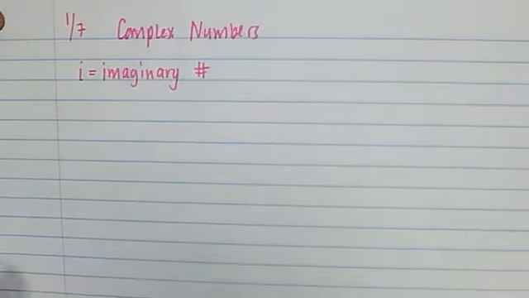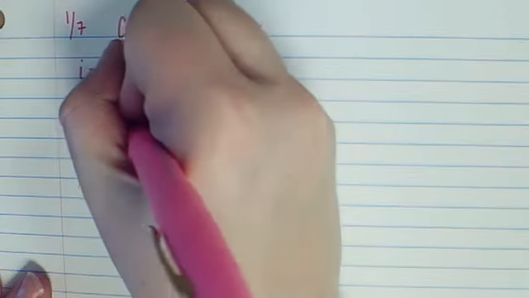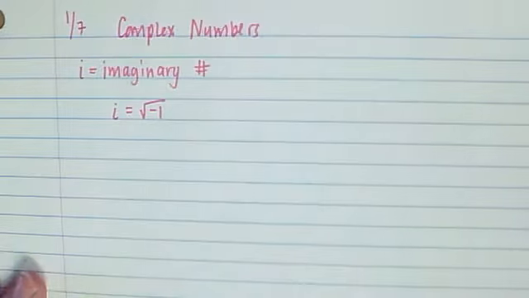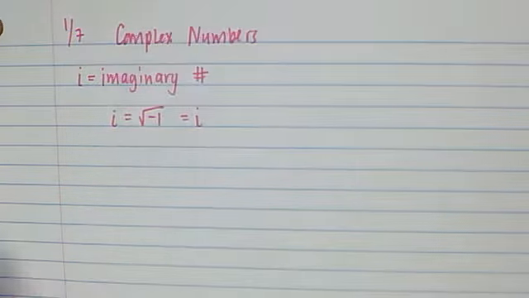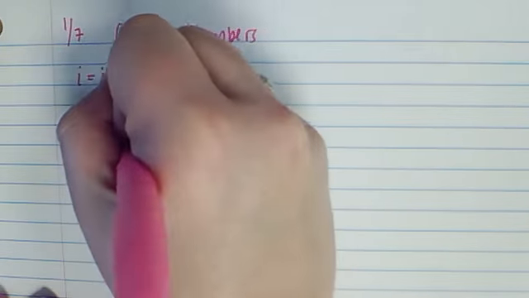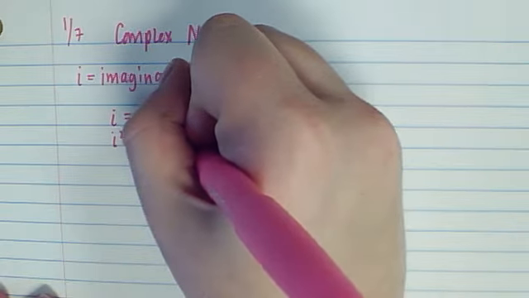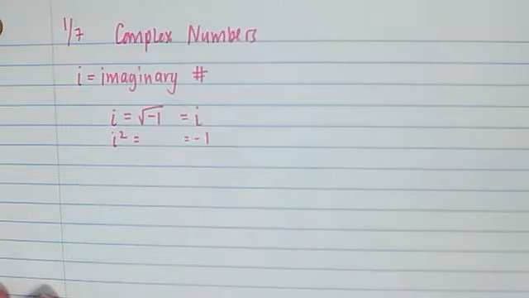and it's usually an italicized i. Sorry, I'm trying to make it clear. And the thing that you need to know is that i is equal to the square root of negative 1. So anytime you see a square root of a negative, we're going to take that out and make it i. Alright? Then i squared is equal to negative 1.